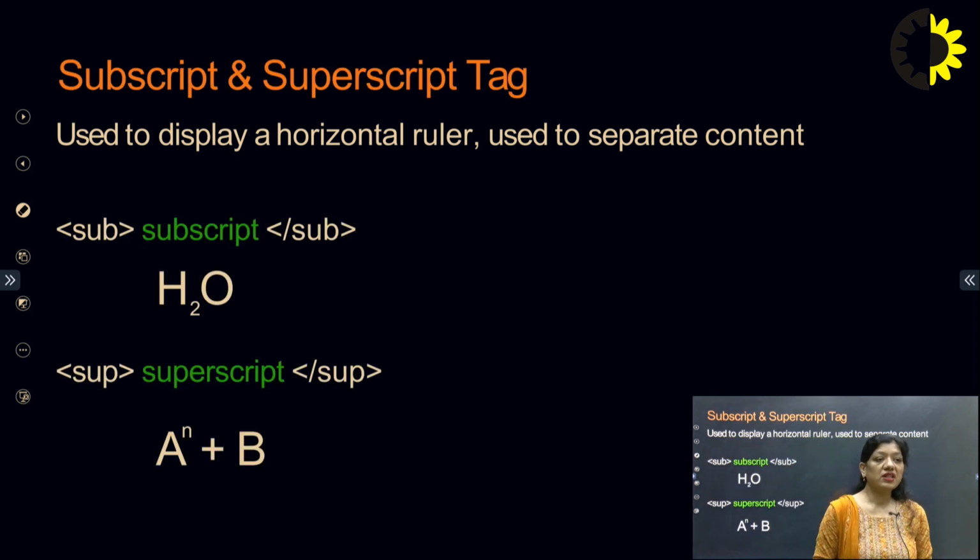Next one is subscript and superscript tag. Suppose we want to write some chemistry content in our web page, that time we use subscript tag, and if we want to write some mathematical formulas, that time we use superscript tag. For this subscript, here we use H2O, and in a similar way for superscript.